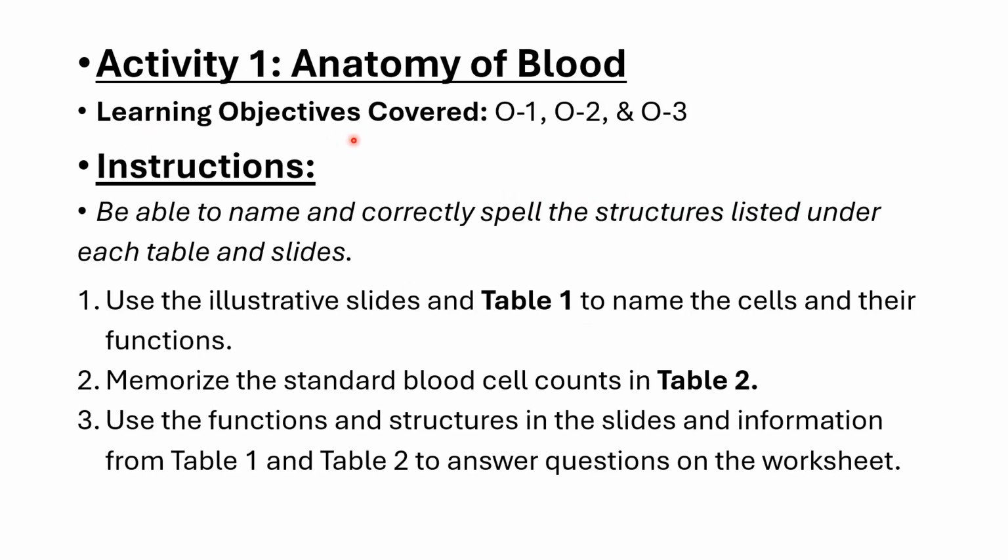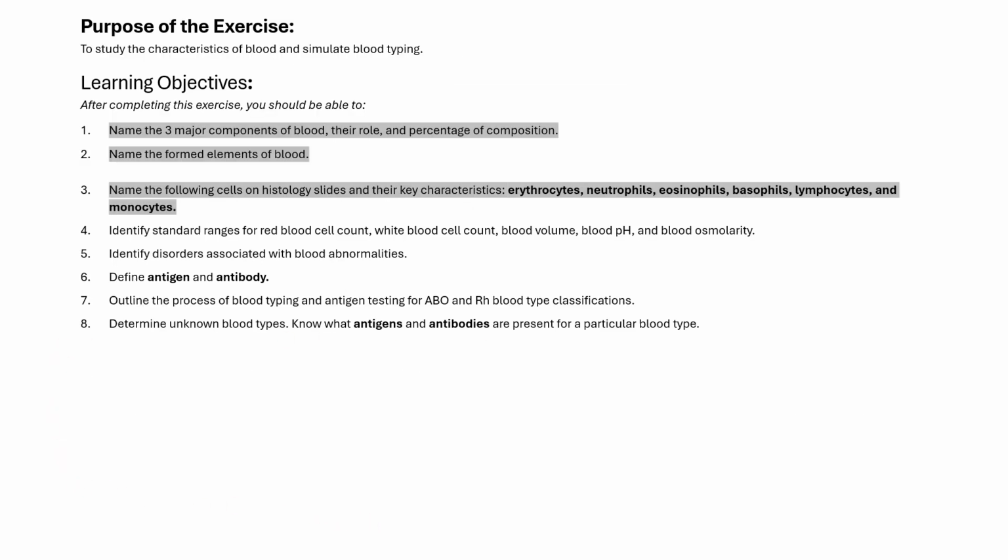Now this is activity 1, and it covers learning objectives 1 to 3. Please read the directions and use the tables mentioned here. Go over these and then do these activities. Activities 1, 2, 3 are: name the three major components of blood, their role and percentage of composition, like we already did. And then name the formed elements.